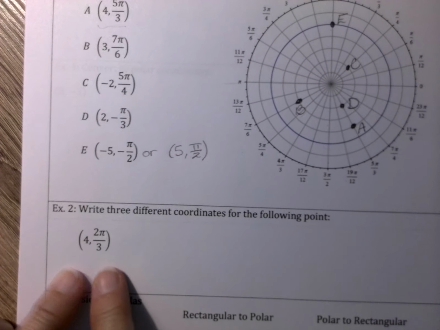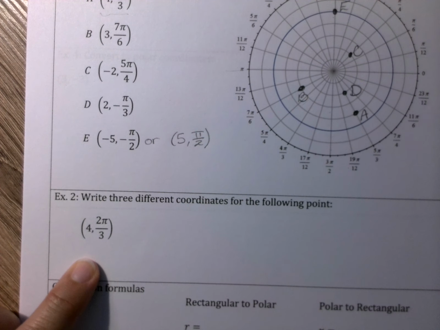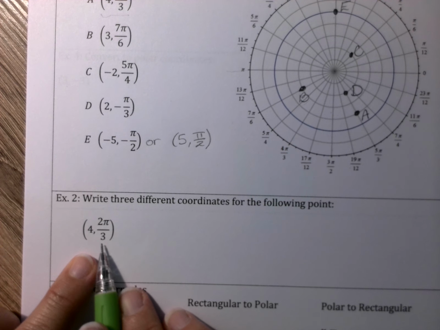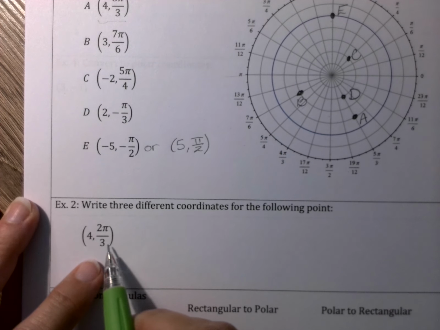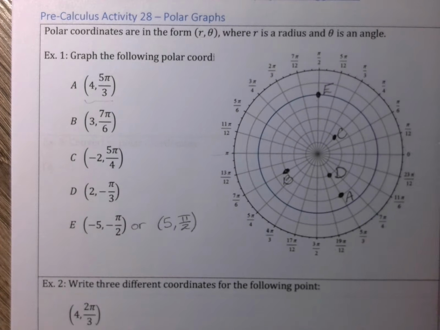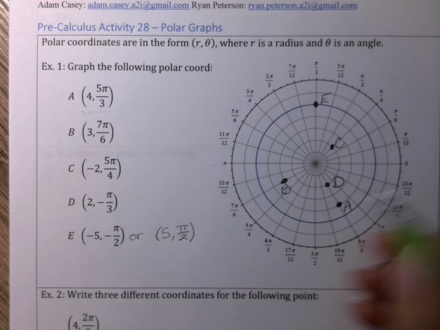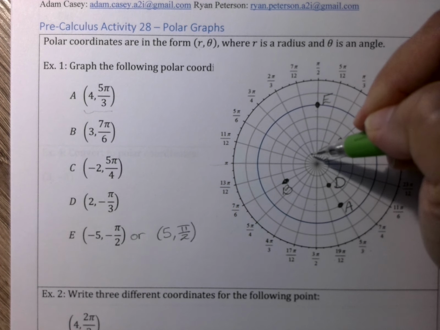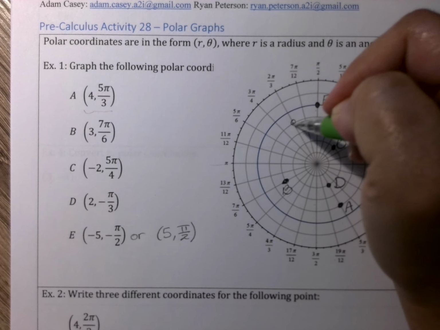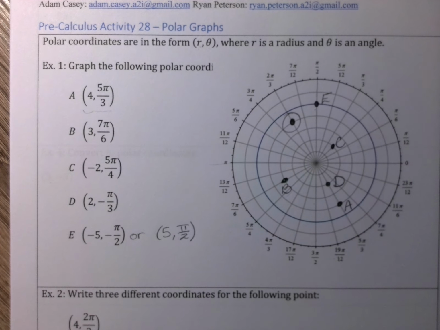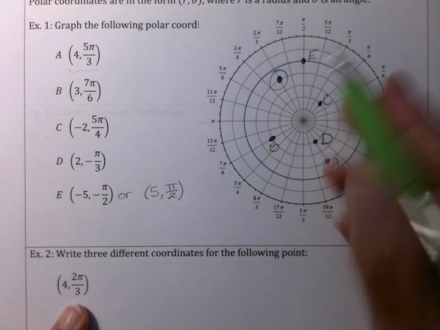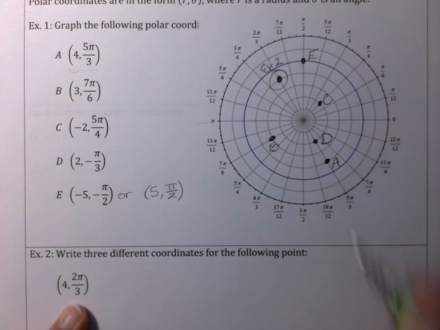So let's consider that here in example number 2. We're going to write 3 different sets of coordinates that will all work for the same point. So first of all, I'm going to go ahead and plot this point just so we can see it up here on our grid. 2 pi over 3, spoke here in quadrant 2, and a radius of 4. 1, 2, 3, 4. So here's the point. I'm just going to circle it because that's the one that we're working with here for example number 2.